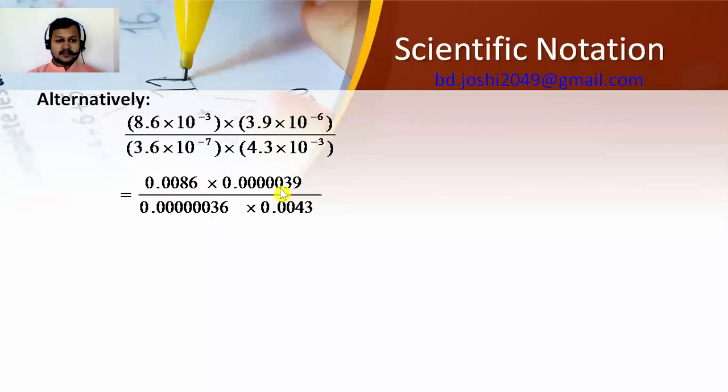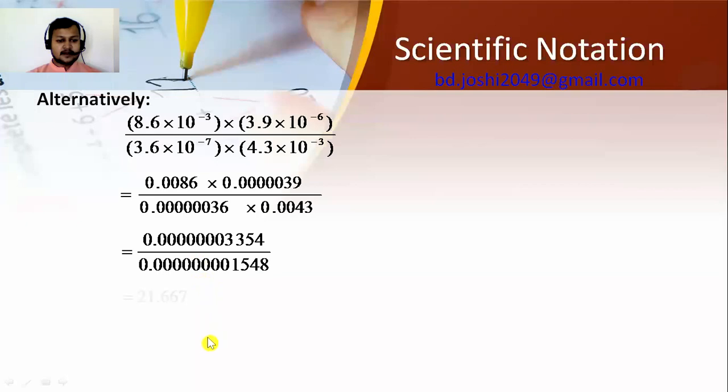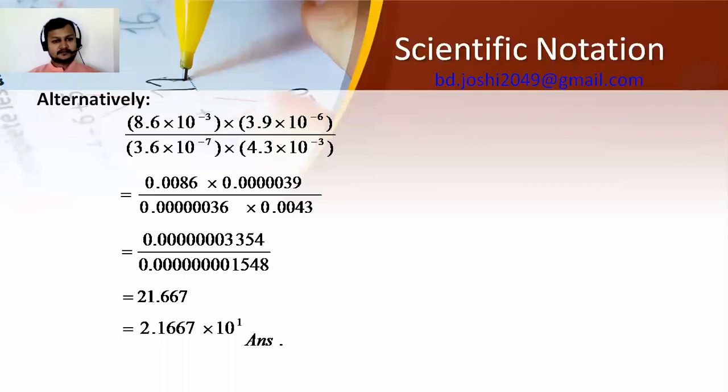Now multiply the numerators. Multiply the top, then multiply the bottom as well. Use your own calculators. Multiply numerators, multiply denominators, and now divide the numerator by denominator. Divide the top value by the bottom value. You will get 21.667, and it can be written as 2.167 into 10 to the power 1. This is our required answer. Is this clear to you all?